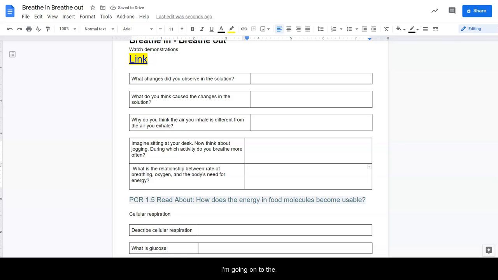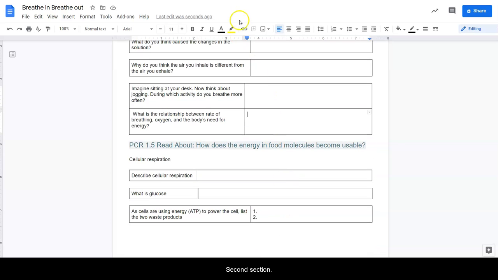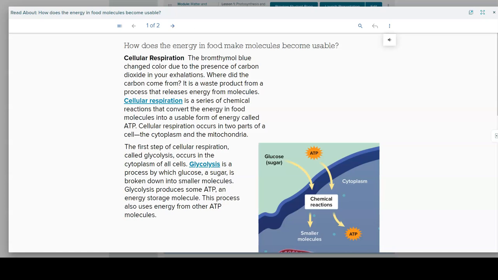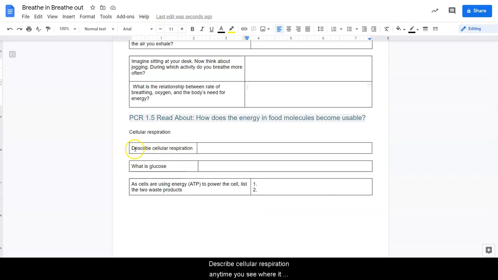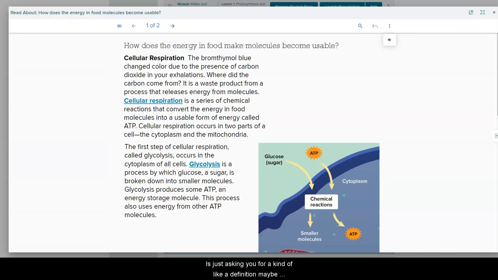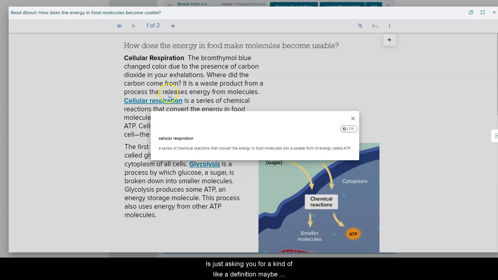Going on to the second section. In the second section, you can pause the video if you want to read through this. The first question asks, describe cellular respiration. Anytime you see where it says describe in a vocabulary term, it is just asking you for a kind of definition, maybe even saying it in your own words.